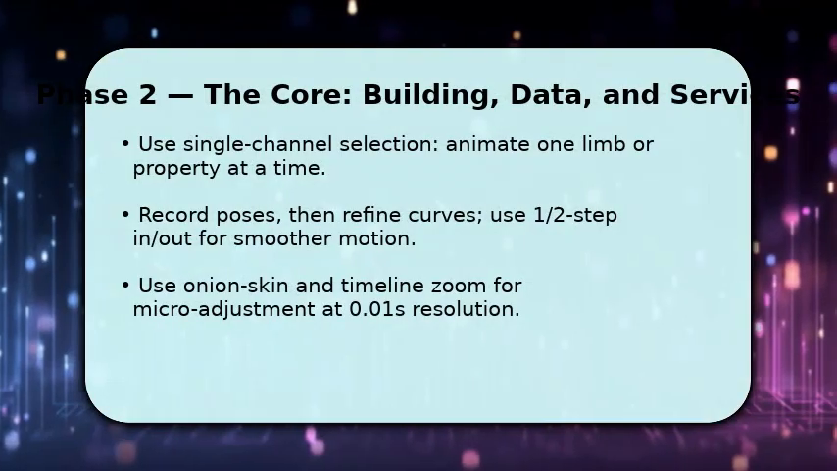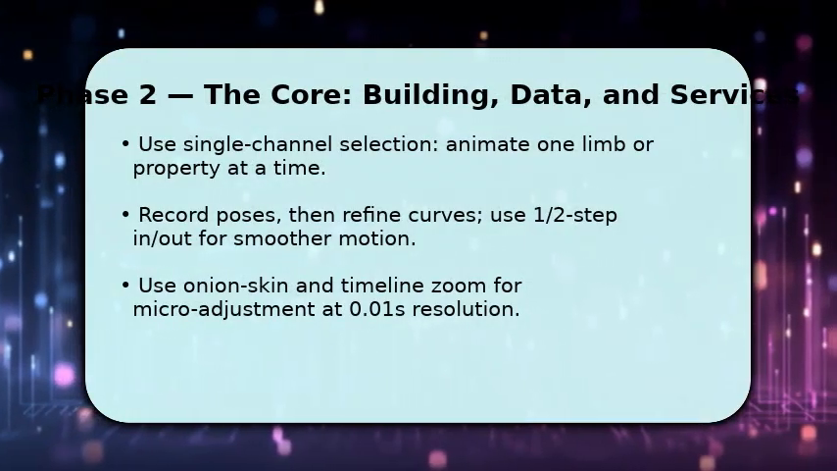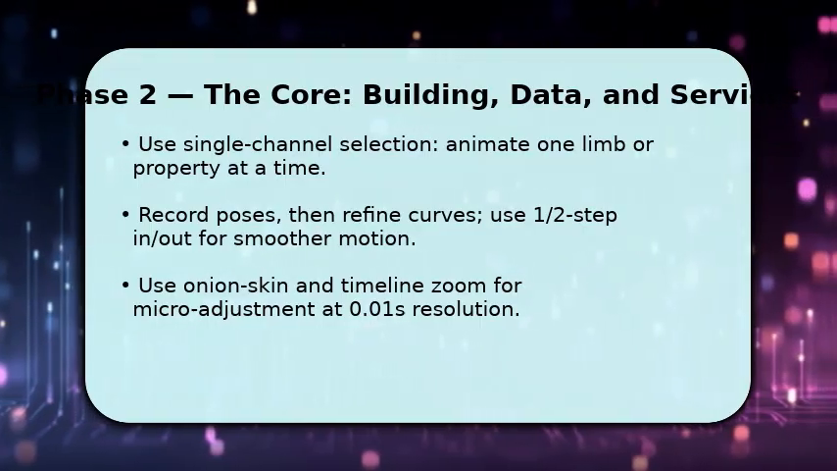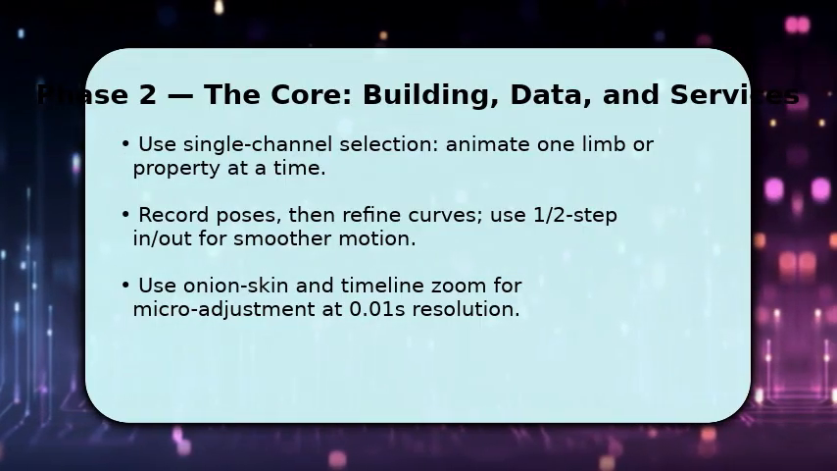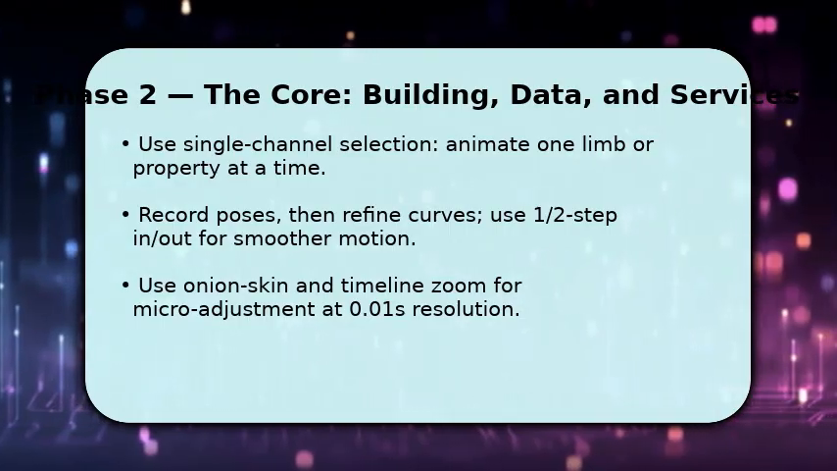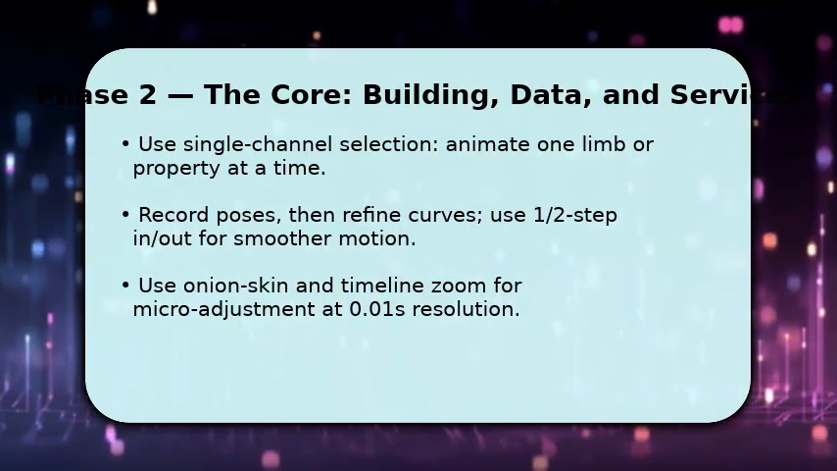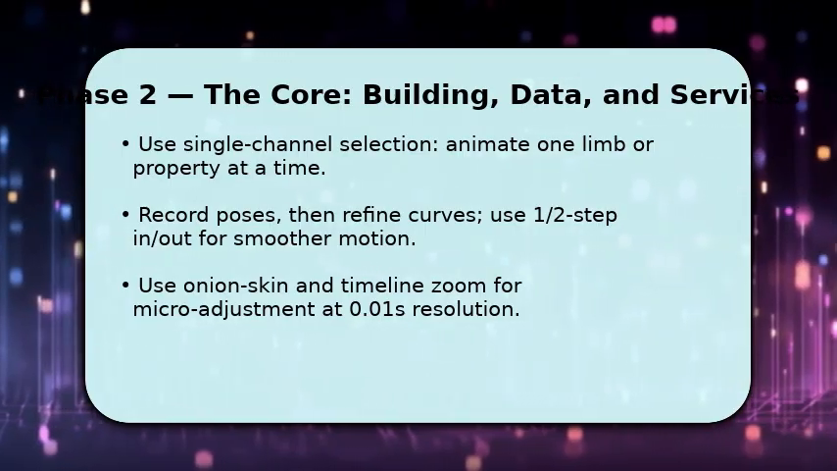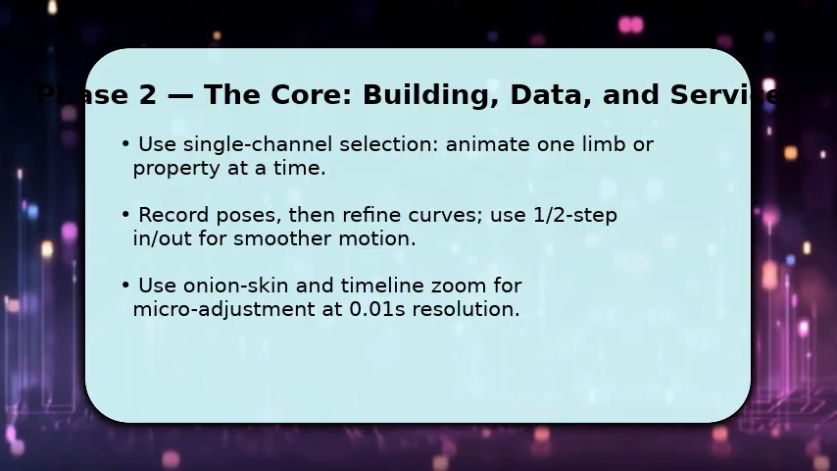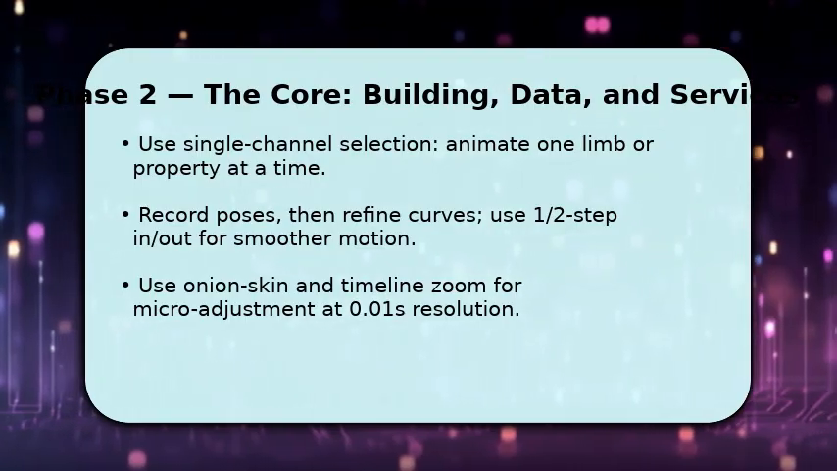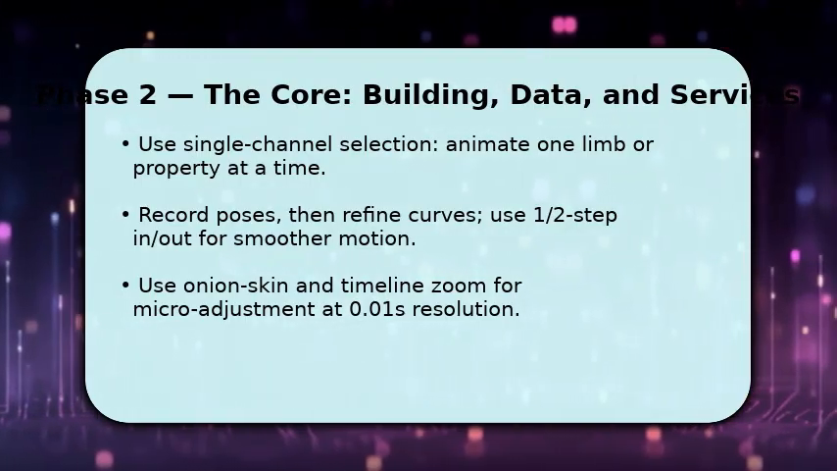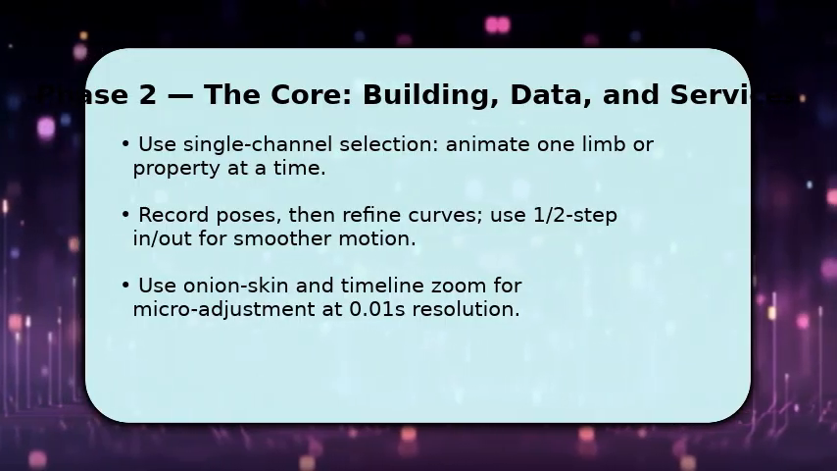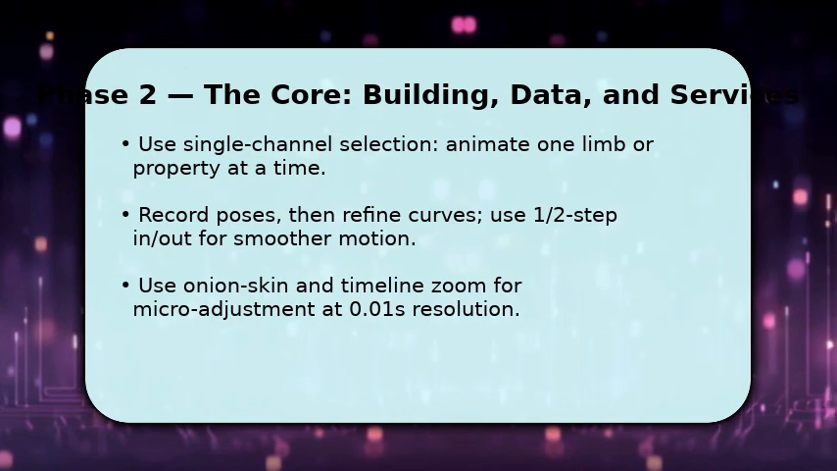You proceed by animating in focused passes. Pick one limb or property and set clear key poses. Record a pose, scrub, then add the next. This one-way approach prevents conflicting edits. After blocking, switch to curve editing and smooth transitions using 1/2 step ease in/out for natural arcs. Make sure to use onion skin and zoom the timeline to finely nudge keys at 0.1 second increments. That precision is what keeps motion feeling intentional rather than jittery.